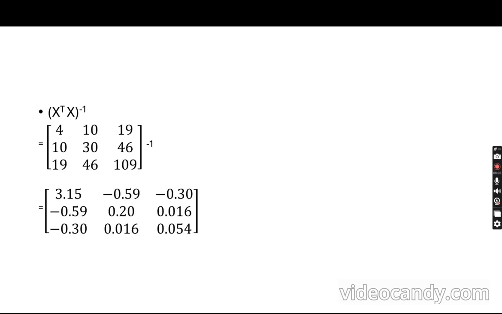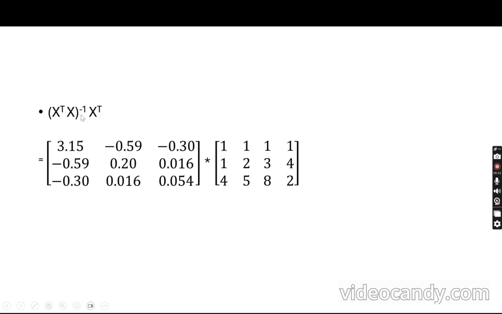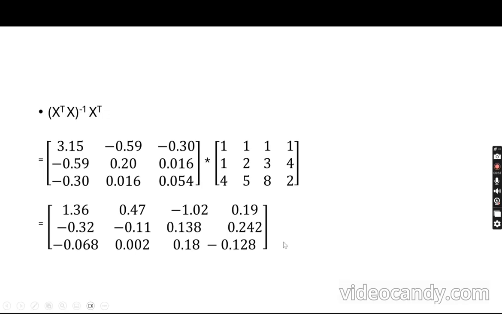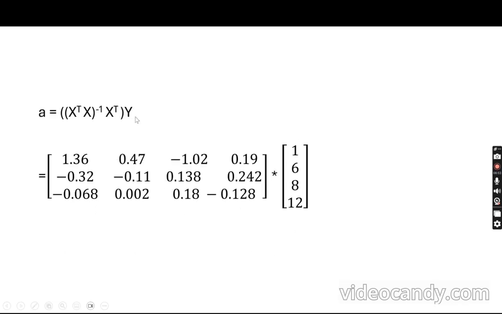Now after getting the values from your scientific calculator, this is the final value for the inverse of X transpose X. After finding the inverse of the matrix, we have to multiply it with X transpose. After performing matrix multiplication, you will arrive at the value of this matrix. After that you have to multiply it with Y, the resultant matrix into the Y matrix. The final result will look like this.